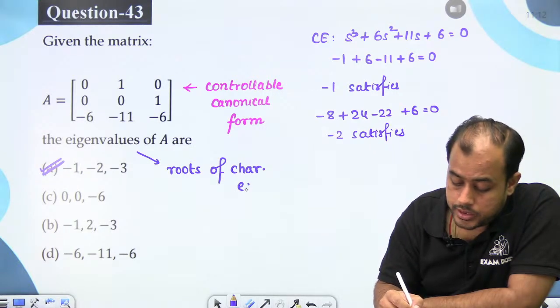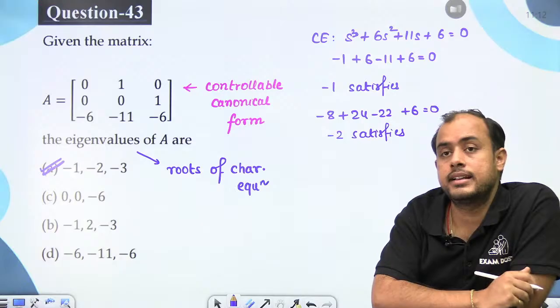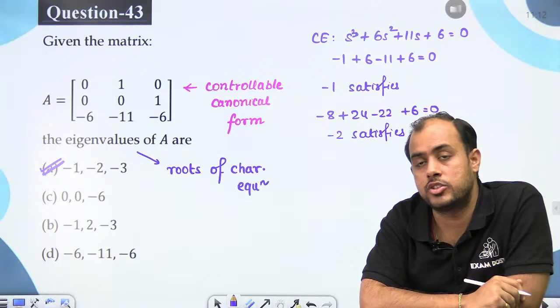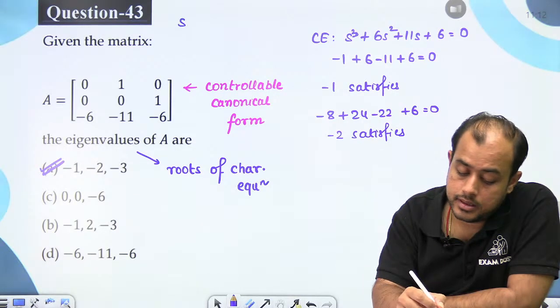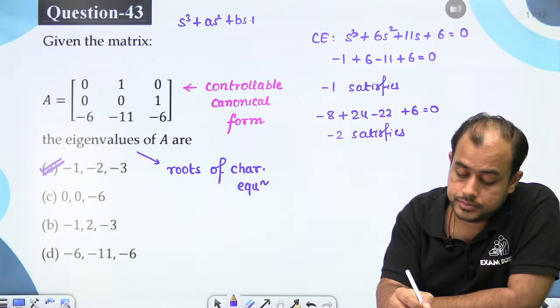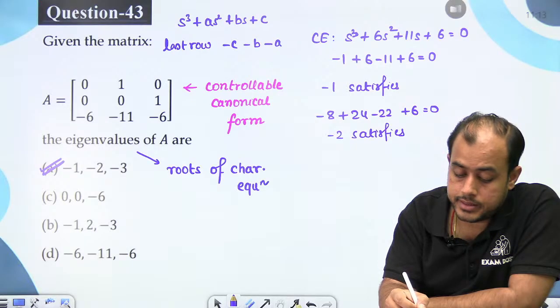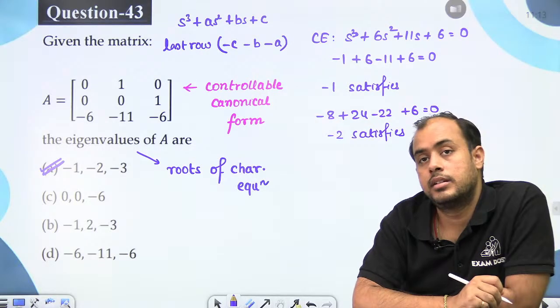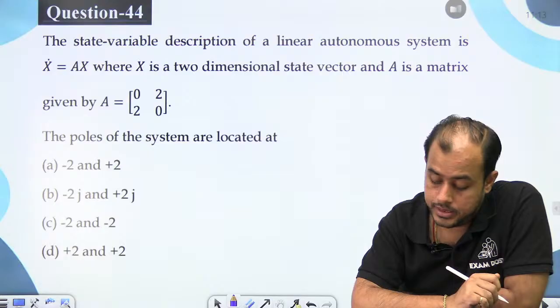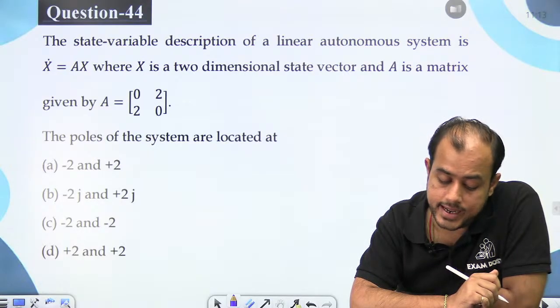कैरेक्टरिस्टिक इक्वेशन. ठीक है. कंट्रोलेबल कैनोनिकल फॉर्म की जो लास्ट रो होती है ना, देखो इफ द ट्रांसफर फंक्शन इज लाइक दिस, तो लास्ट रो विल बी -C -B -A लाइक दिस. तो ऐसे मैंने पहचाना. ESE 2008.